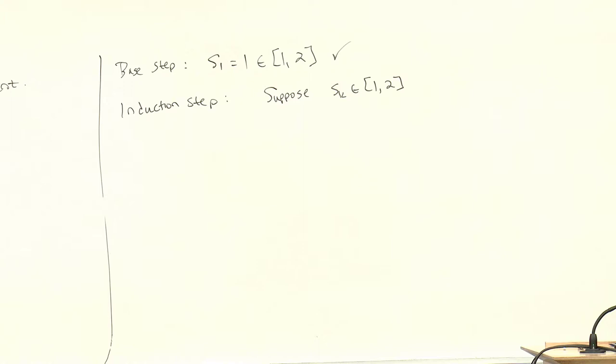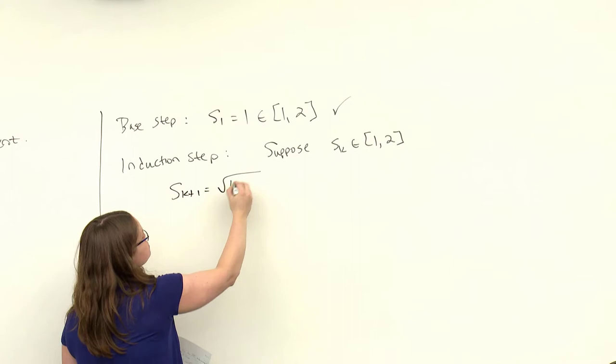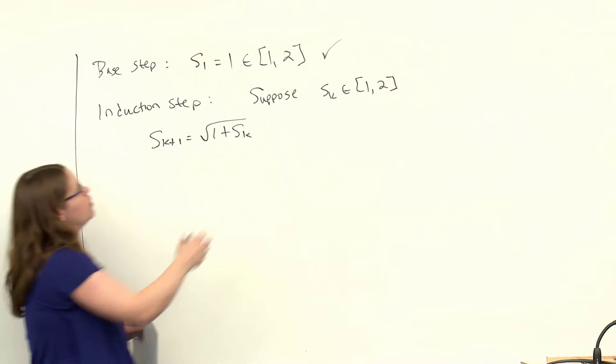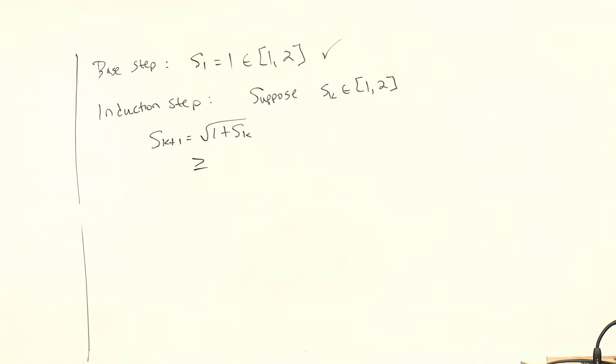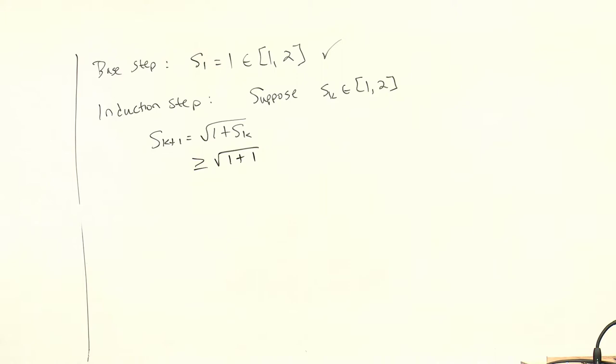Okay, so let's write down Sk plus 1 and see what we can do with it. All right, we need to bound this in two directions, right? Above and below. Okay, so let's start by going this direction. Sk, we assume to be bigger than or equal to 1, so I can put that in here. And that direction works, right? This is bigger than 1. Okay, then I go the other direction.